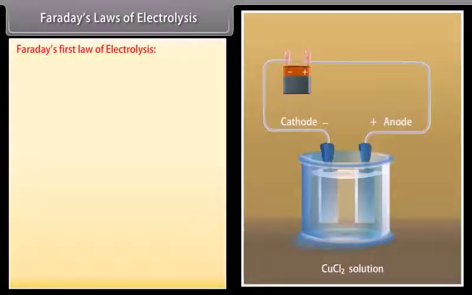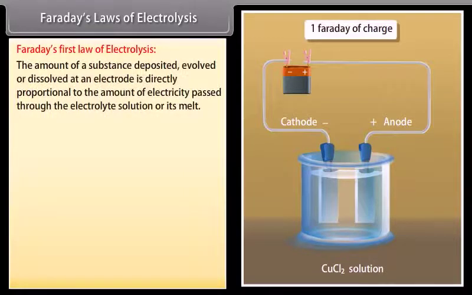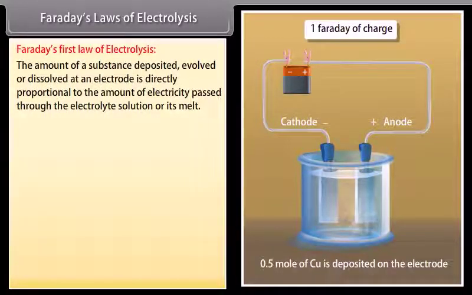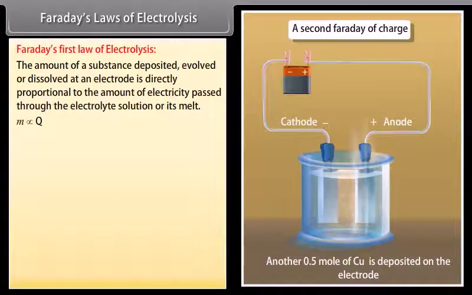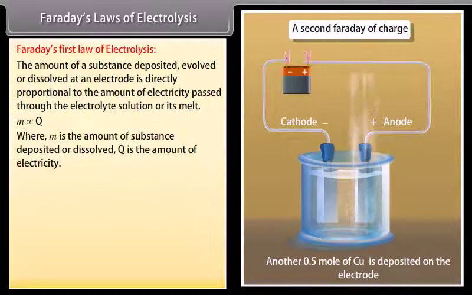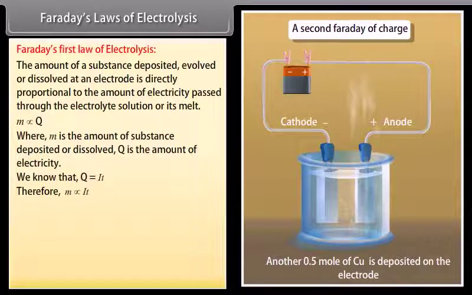Faraday's laws of electrolysis. Faraday's first law of electrolysis. The amount of a substance deposited, evolved or dissolved at an electrode is directly proportional to the amount of electricity passed through the electrolyte solution or its melt. M is directly proportional to Q, where M is the amount of substance deposited or dissolved and Q is the amount of electricity. We know that Q is equal to I times t. Therefore, M is directly proportional to It.